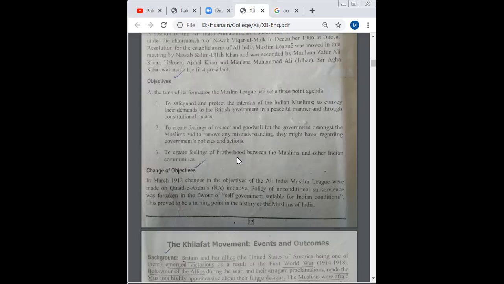In 1930, on the persuasion of Quaid-e-Azam, the leadership of the Muslim League decided to change its initial objectives. On March 30, the All India Muslim League changed its objectives, and the policy of unconditional subservience was forsaken in favor of self-government in the subcontinent, which is suitable for Indian conditions and also according to the true democratic spirit.